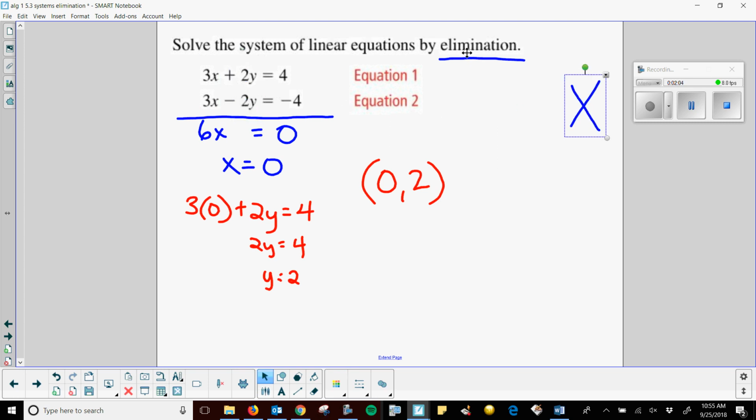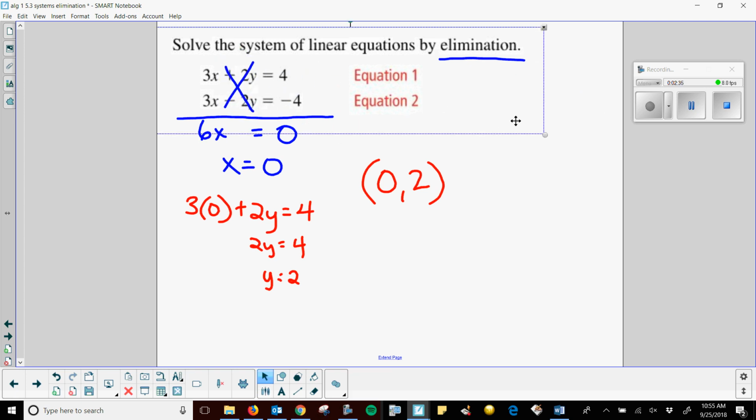Solve the system of linear equations by elimination. Basically, we have these two equations, and what we're going to do is combine them to make one equation. I don't want to say add, because it just depends on the sign. Like this is not necessarily adding, this is subtracting. But when we combine everything, 3 and 3 combine to be 6, 2 and negative 2 combine to be 0, and that's why this was there. This is the elimination part of elimination. We're going to eliminate this variable by combining these two equations.